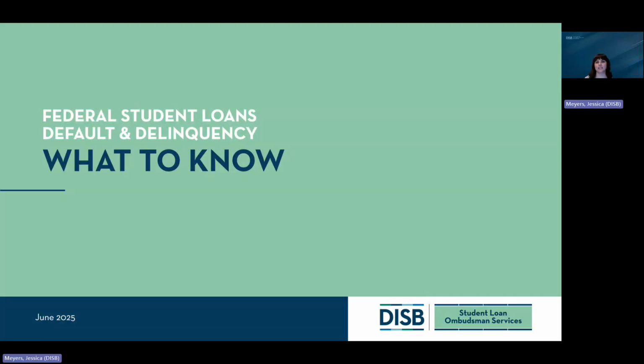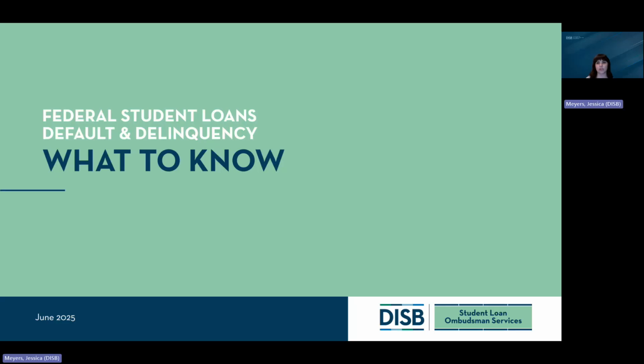Hi, everyone. My name is Jessica Myers, and I am the District of Columbia's Student Loan Ombudsman. Our office is part of the Department of Insurance, Securities, and Banking, or DISB, and thanks to support from Mayor Bowser and Commissioner Woods, our office helps resolve complaints and answer inquiries from student loan borrowers. Today, we will be discussing federal student loan default and delinquency.